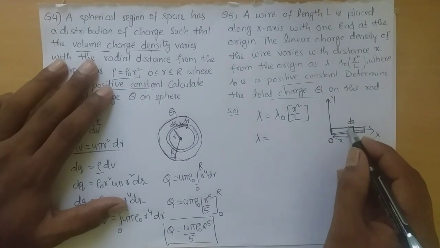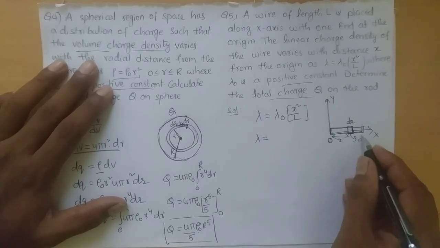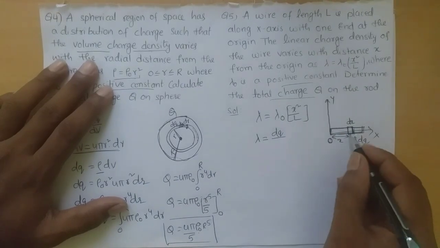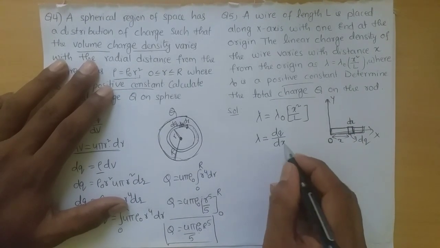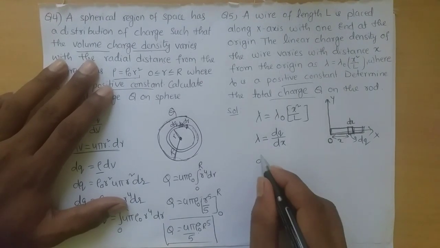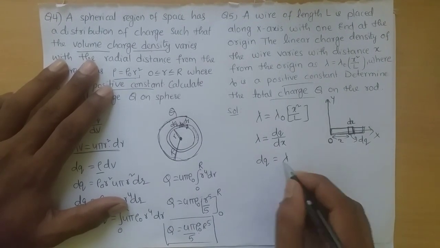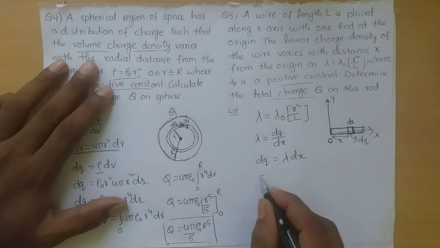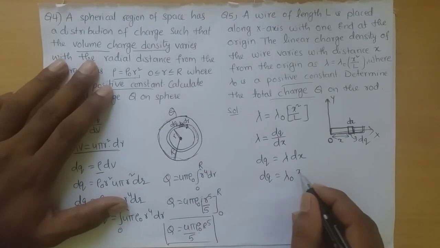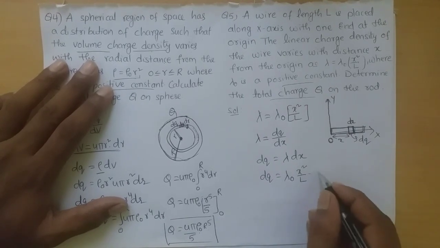The total charge on this rod is q. For the small element, the charge is a very small dq. dq by the length of the small element, dx, that is dq by dx. So from this, dq equals lambda into dx. Now dq equals lambda naught x square by l into dx.